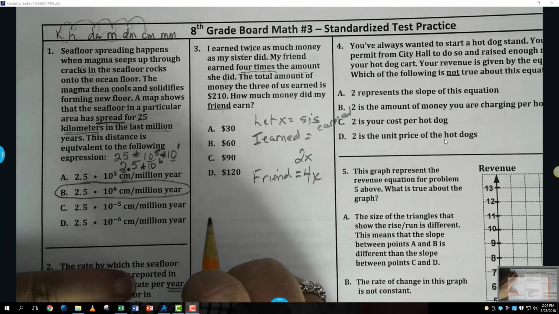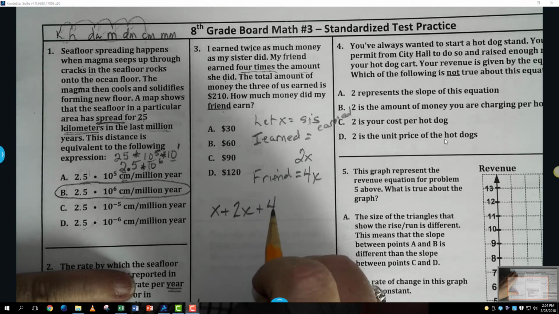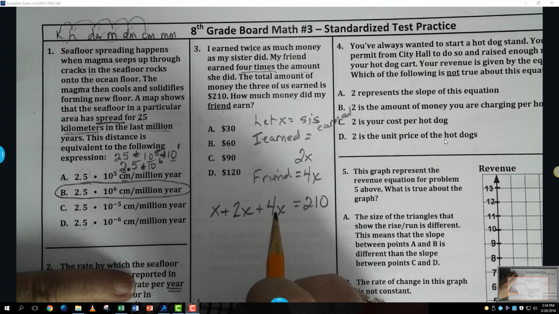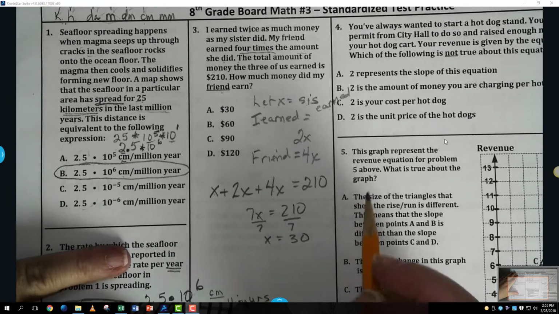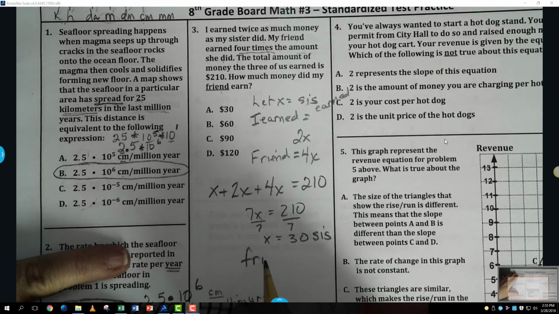So between the 3 of us, between my sister and me and the friend, all together we earned 210. 2X plus 4X plus X is 7X. 7X equals 210. Divide both sides by 7. X equals 30. This is how much my sister earned. The friend earned 4X, so 4 times 30 is 120.